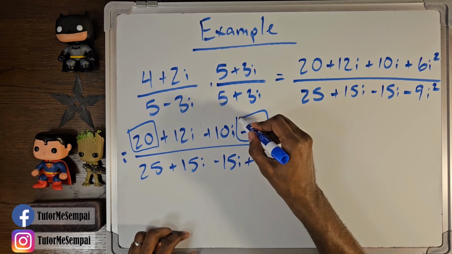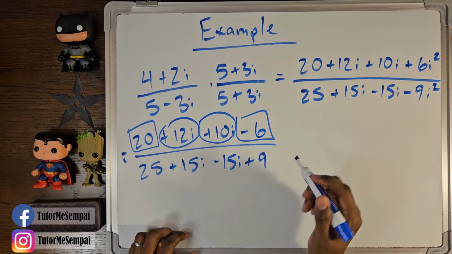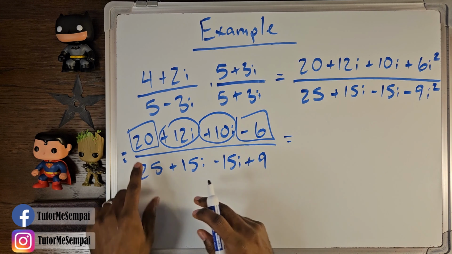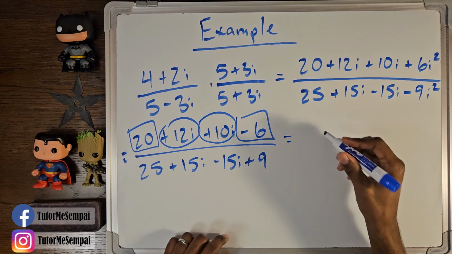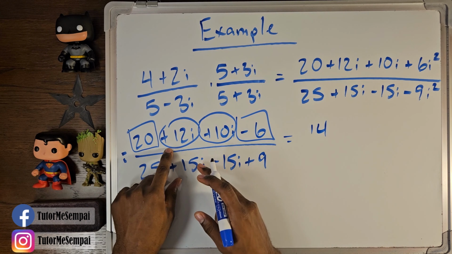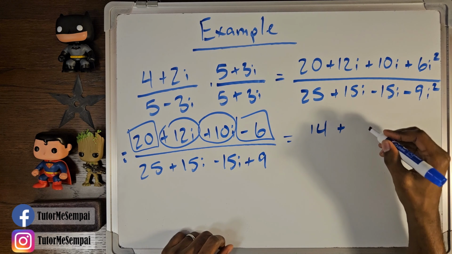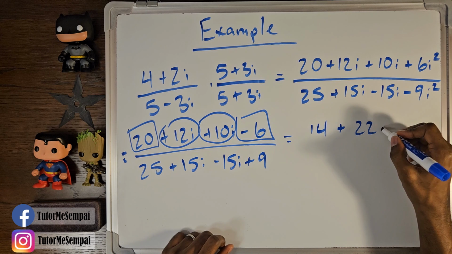We have some reals, and we have some imaginaries in the top. So let's simplify that. We have 20 minus 6. That's going to be 14. And we have 12i plus 10i. Well, that's going to be a positive 22i.